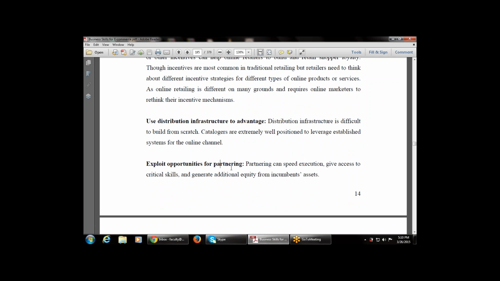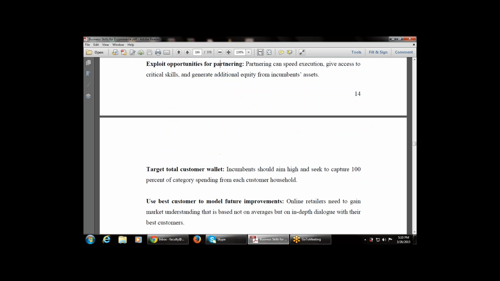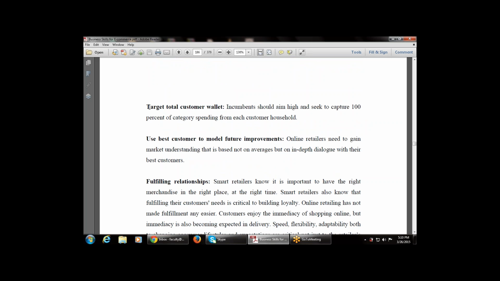Then next is to exploit the opportunity for partnering. That is, if any retailer is doing business in partnership, this also speeds up the execution, but gives some issues while taking care of the transactions while making the business in the future. So this also exploits the opportunities for partnership.